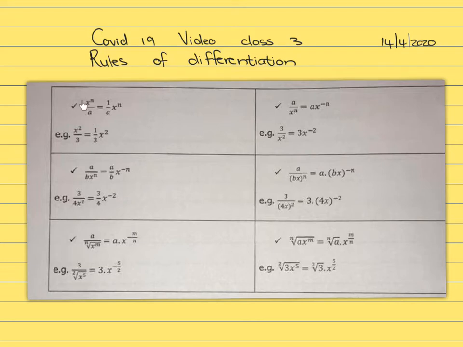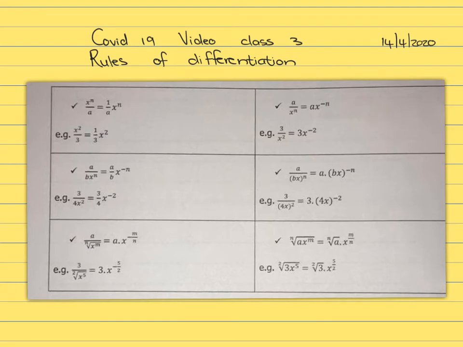If you look at these basic rules, you'll see that x to the power n over a can be written as the one that's in front here over a, and that x to the power n next to it. So if you get an example where we use real numbers, x to the power 2 over 3, there's a 1 in front of the x to the power 2, so it's 1 over 3 times x to the power 2.